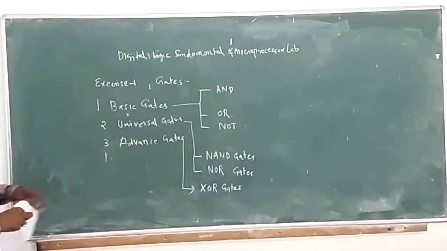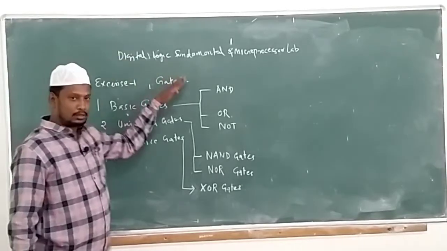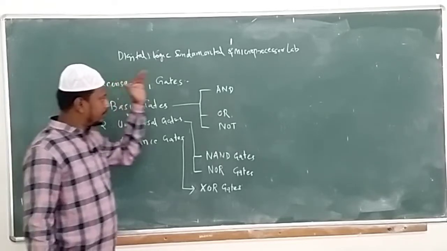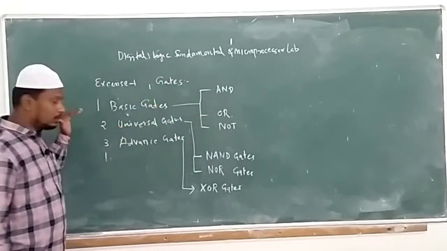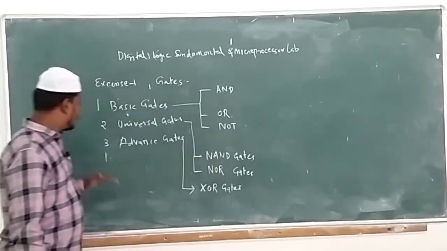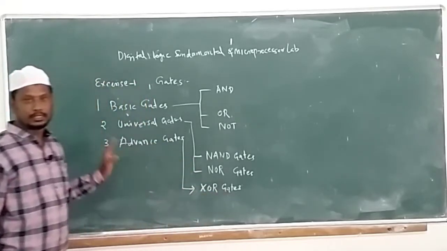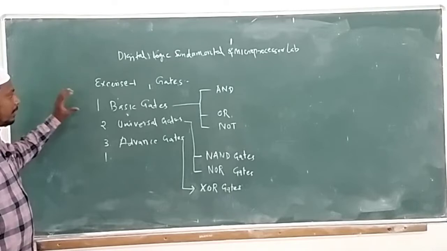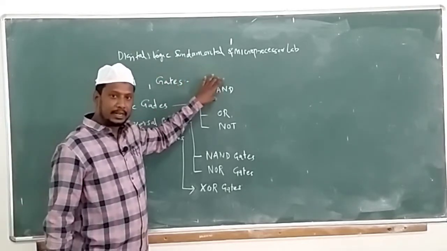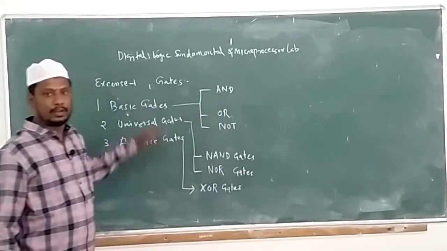So this is exercise number 1, which is gates. First, the basic gates, which are three different types: AND, OR, NOT. Then the universal gates, which are NAND gates and NOR gates, and the third is the advanced gates, XNOR gates. One by one I will explain the basic gates, how the truth table is generated, how the simulator tool works, and how the output is displayed.